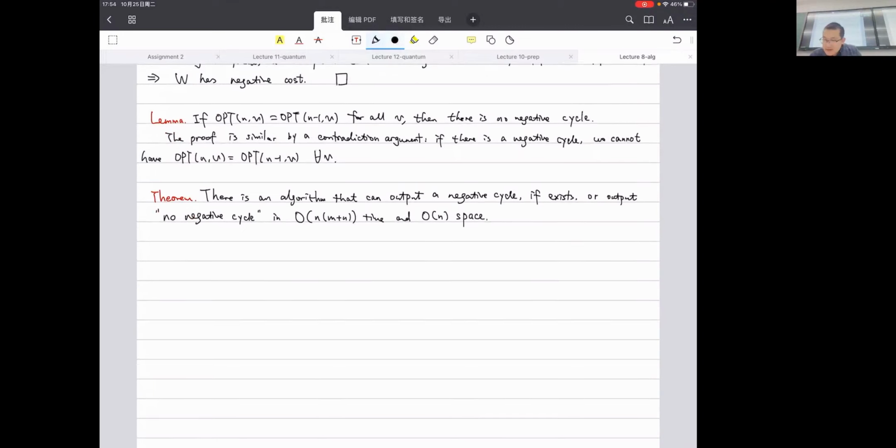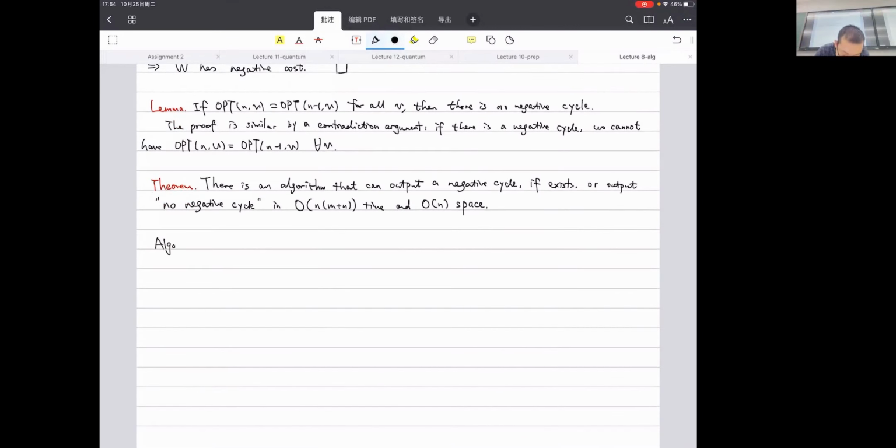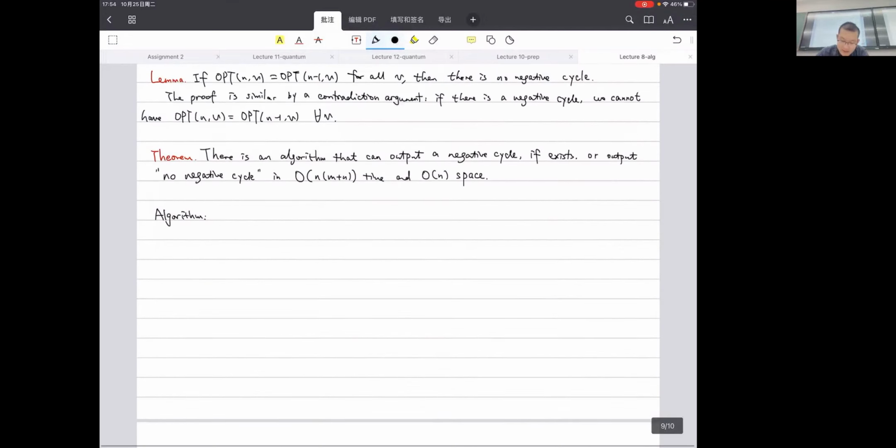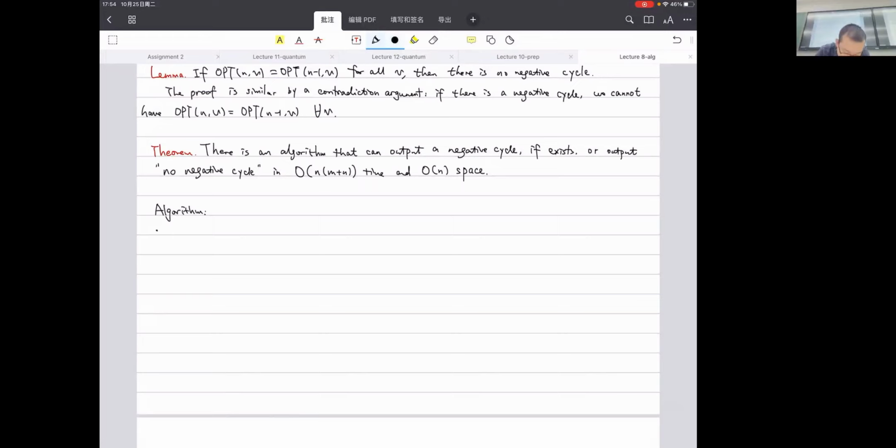So I guess this is actually quite intuitive, and let's just give the algorithm here. The analysis is all the same as the Bellman-Ford algorithm. Here we are doing something slightly stronger: we want to output a negative cycle if it exists. So we want to be slightly more careful here. We see such kind of algorithm.